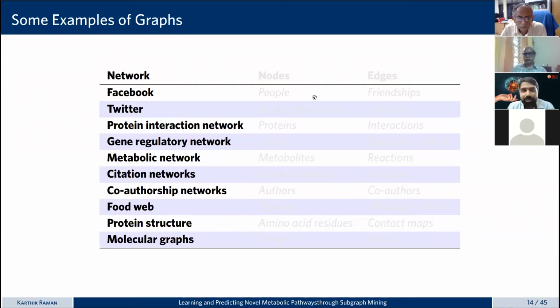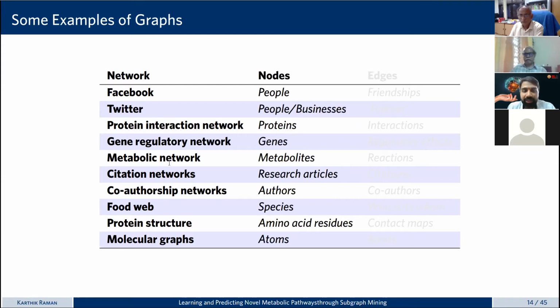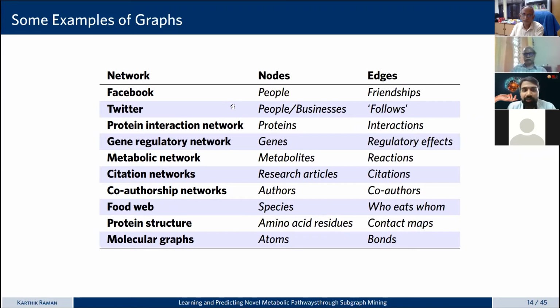But some examples of graphs. So you're all familiar with many of these graphs. Like Facebook, Twitter, and of course there are protein interaction networks and so on. And every graph has this notion of a node and an edge. So what are the entities and what are the relationships between those entities? And if you see Facebook, the nodes are people and the edges are basically friendships. And if you look at something like Twitter, the nodes could be people or businesses and the edges are follows.